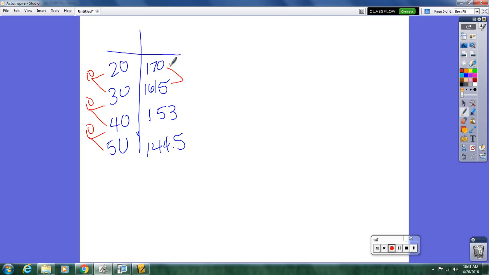I calculated. I think it's right. Okay, say 153 minus 161.5. Negative 8.5? 144.5 minus 153. You want to take a guess what it is? Negative 8.5. That's a first difference, so we know it is a linear.